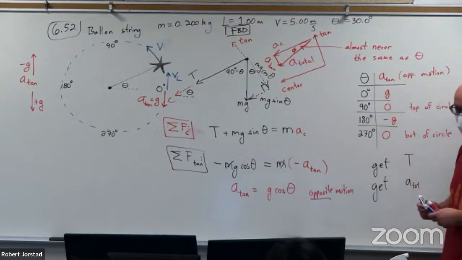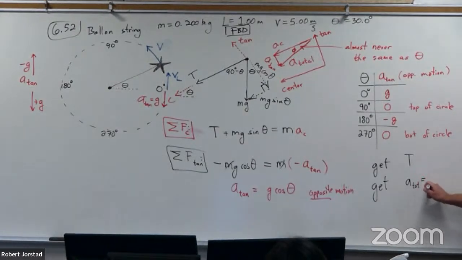The magnitude. Well, let's think. This is a little bit easier because this is A tan squared plus A centripetal squared. Do you agree you could do that? And then we don't have to worry about minus signs. How can I get T?